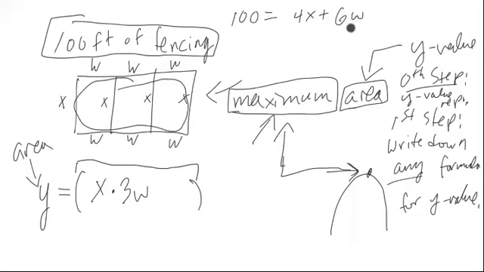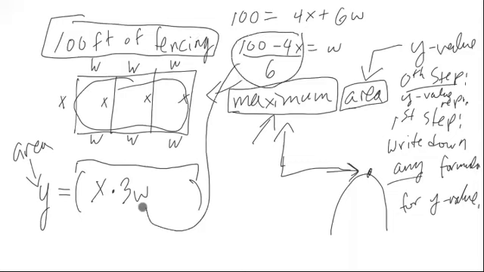Now let's solve for w so we can write w in terms of x. Subtract 4x from both sides. Now we can divide both sides by 6. If we did that, then we would end up getting w equals 100 minus 4x divided by 6. So then this part right here can be substituted in for w. So now we have our equation: y is equal to x times 3 times 100 minus 4x all over 6. There we go.